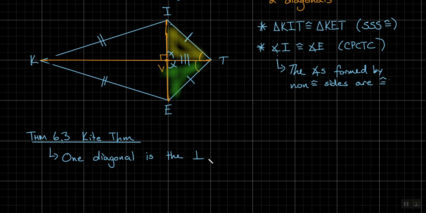And just to make sure that we're not just parroting sounds, what does it mean to be perpendicular? 90-degree angle is really the only part we care about. So one diagonal is the perpendicular bisector. And bisect means to do what? Cut in half of the other. Okay.